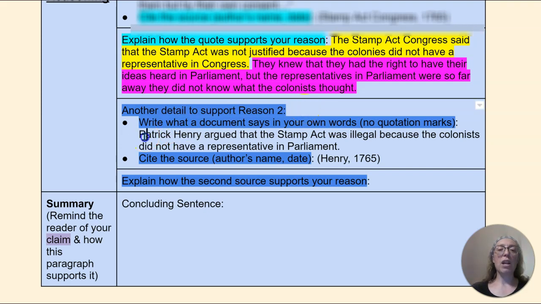This one, the way I wrote it, I don't really need to introduce it, so I'm just going to go straight in here. Patrick Henry argued the Stamp Act was illegal because the colonists did not have a representative in Parliament. Now I need to explain that.